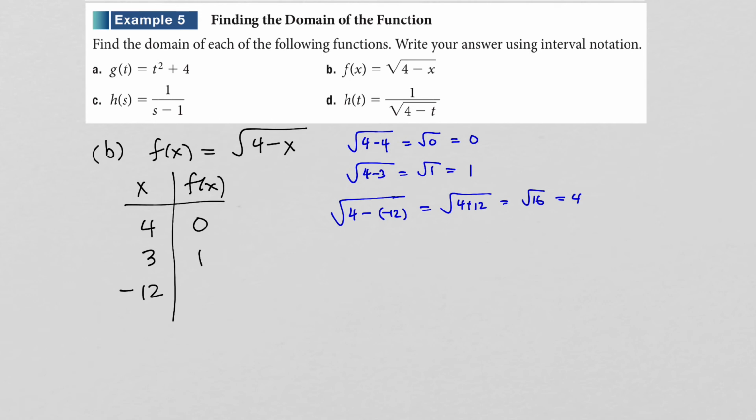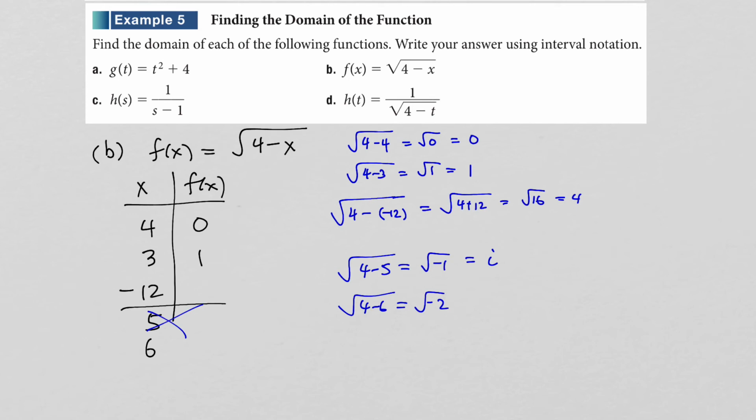So what can't I plug in? Well, I can't plug in any number that's going to give me a negative on the inside of the radical. So for example, I cannot plug in 5. If I plug in 5, I have the square root of 4 minus 5, which is the square root of negative 1. And yes, that's equal to i, but remember, we define the domain to be those numbers that give us real numbers. Okay, so I cannot plug in 5. Can I plug in 6? No, right? If I plug in 6, I get the square root of 4 minus 6, which is the square root of negative 2.